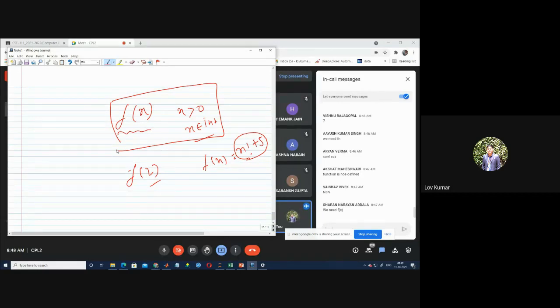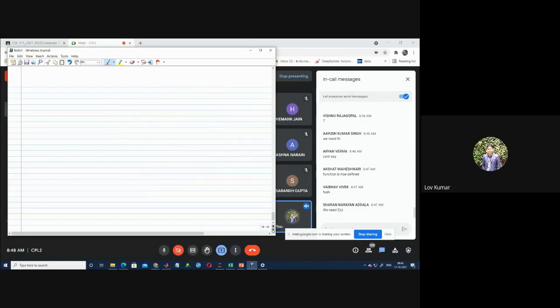There are two types of function. One is called the predefined function, and the second one is called the user-defined function. From the computer point of view, there are two types of function. Predefined means it is already defined. You are not going to write the code for that function. It is already defined by the software, whatever software you download.